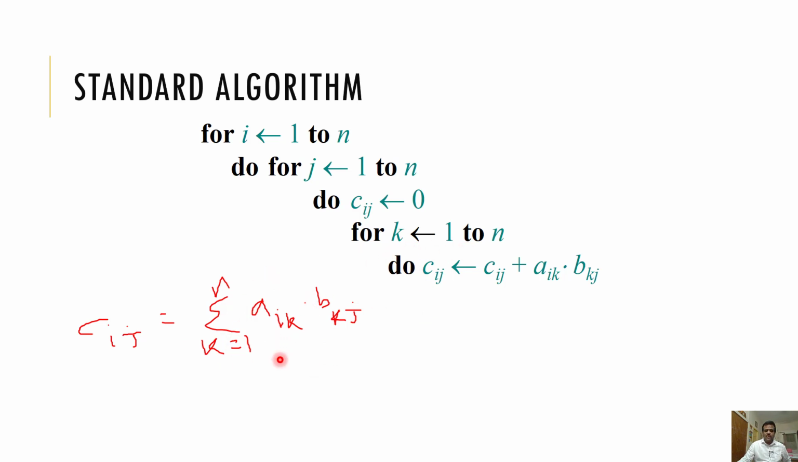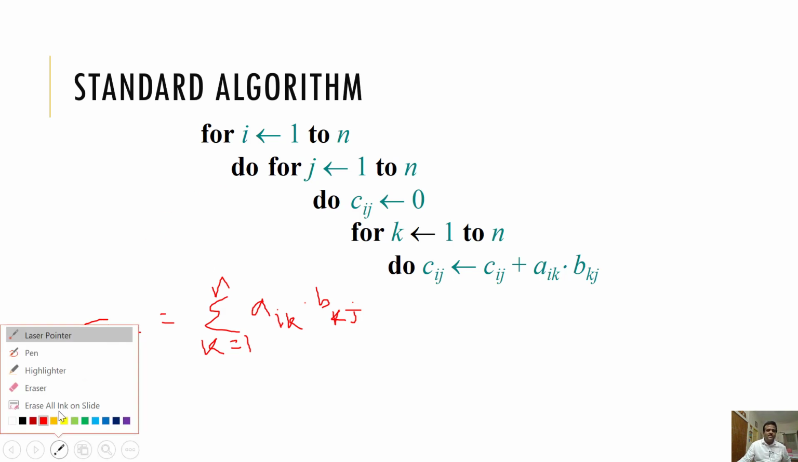Then, as k runs, each time we calculate aik, with i and j fixed, so for k equal to 1 we get a value, and then bkj, where i and j are also fixed once we enter this loop. We add it to Cij, and after this loop we get Cij. We run this for all i and j from 1 to n. This is the very standard code for matrix multiplication.